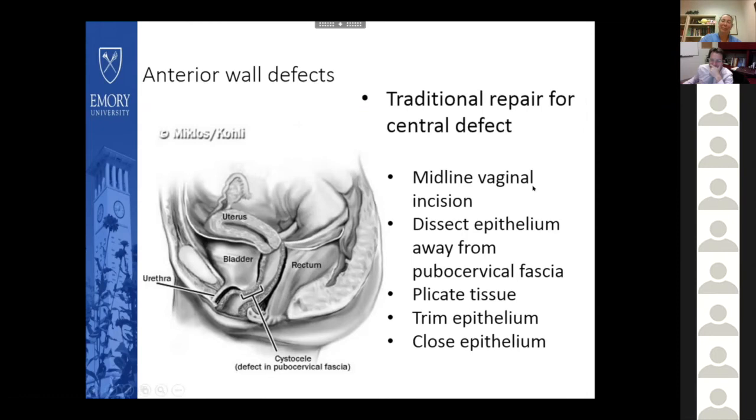So you're going to make a midline vaginal incision through the epithelium. You're going to dissect the epithelium away from what? The pubocervical fascia. Then you are going to plicate this pubocervical fascia. You will trim the epithelium and you will close the epithelium. This is not a difficult surgery. This does not take very long. But if you do all this and they have significant apical prolapse, I can guarantee you it's going to come right back.